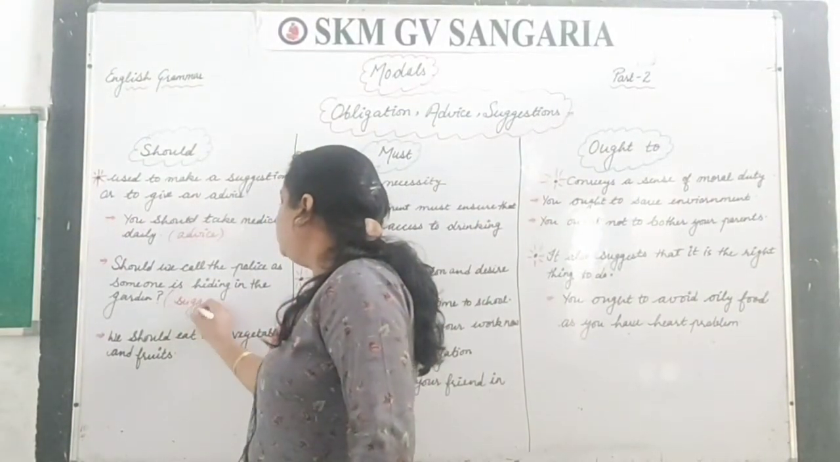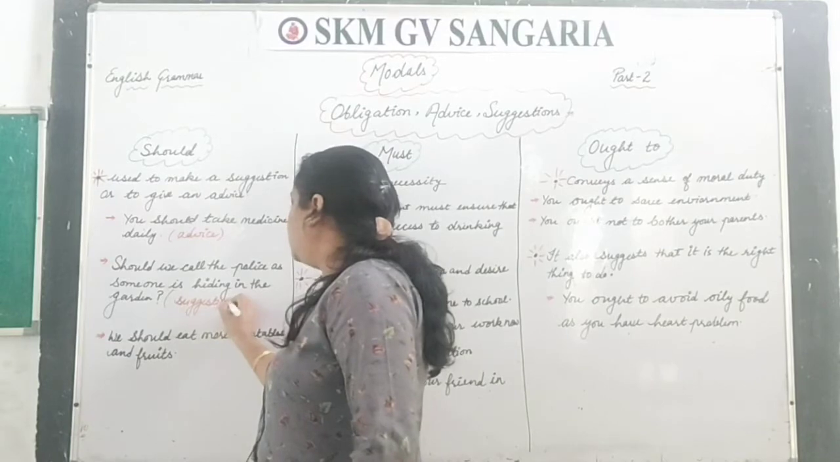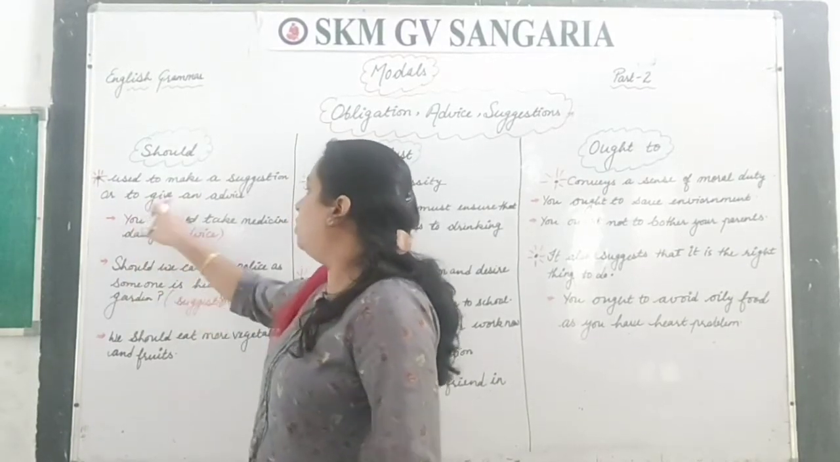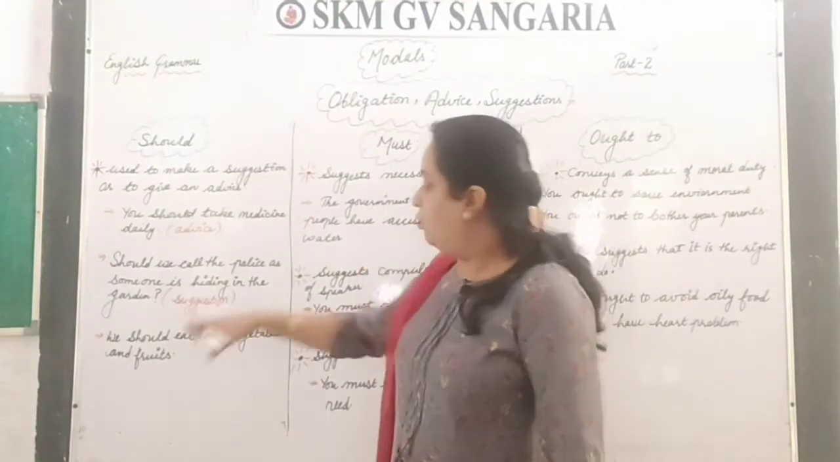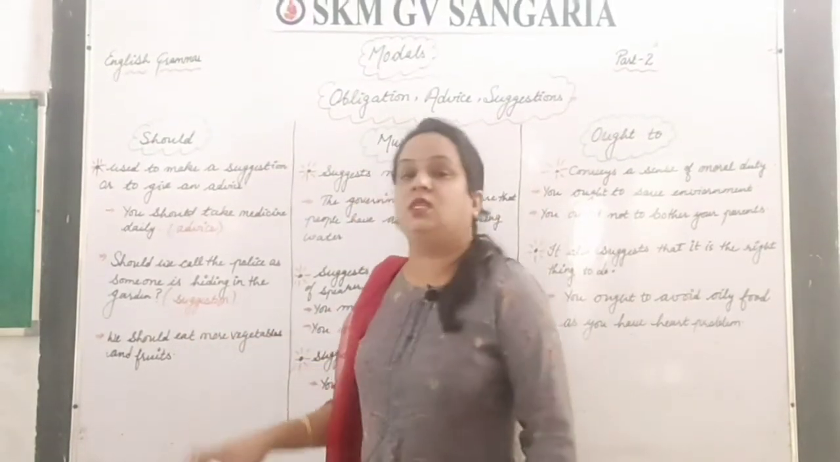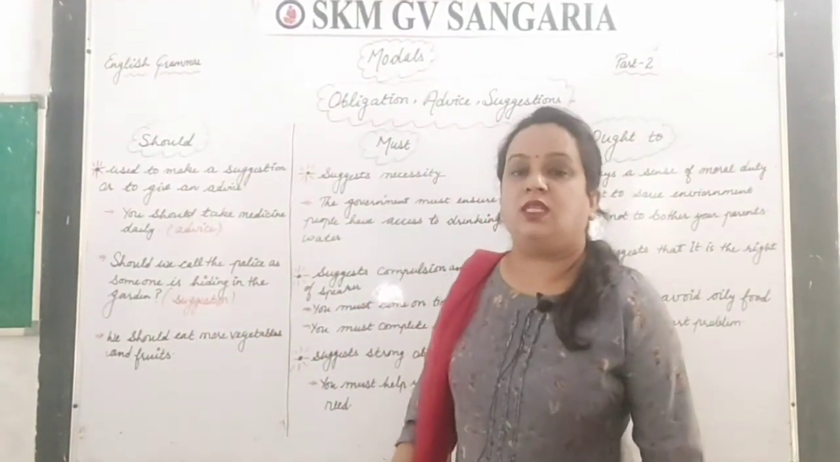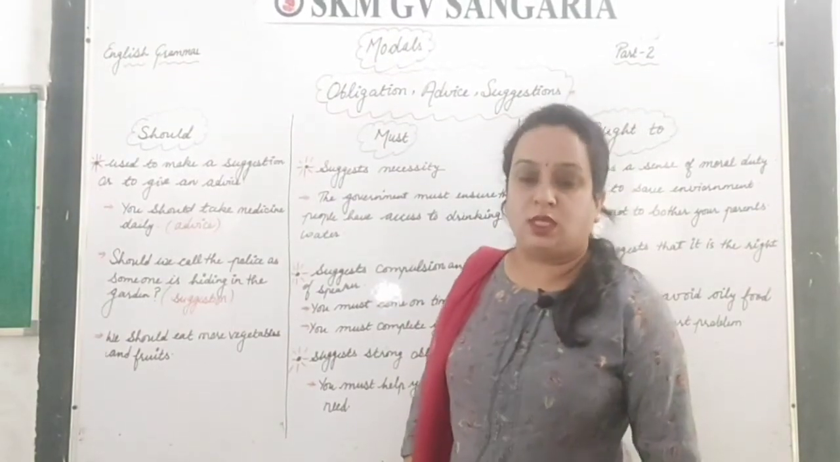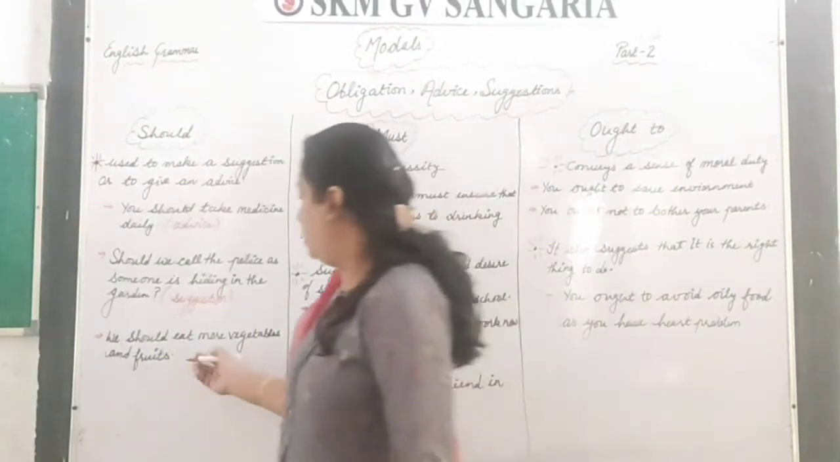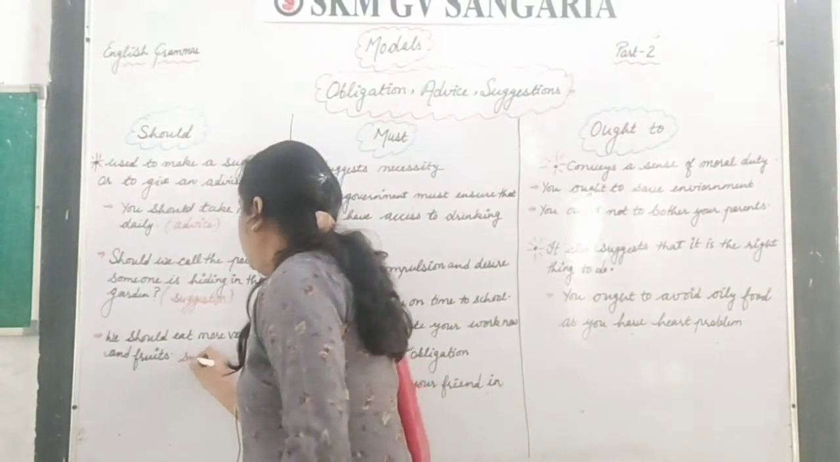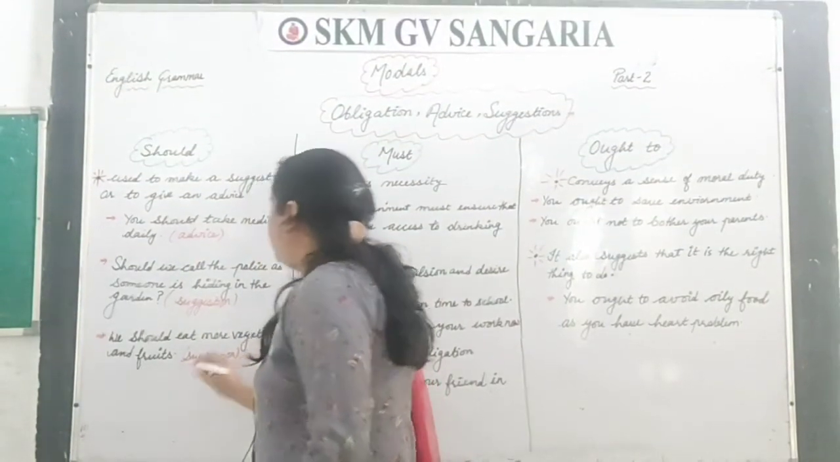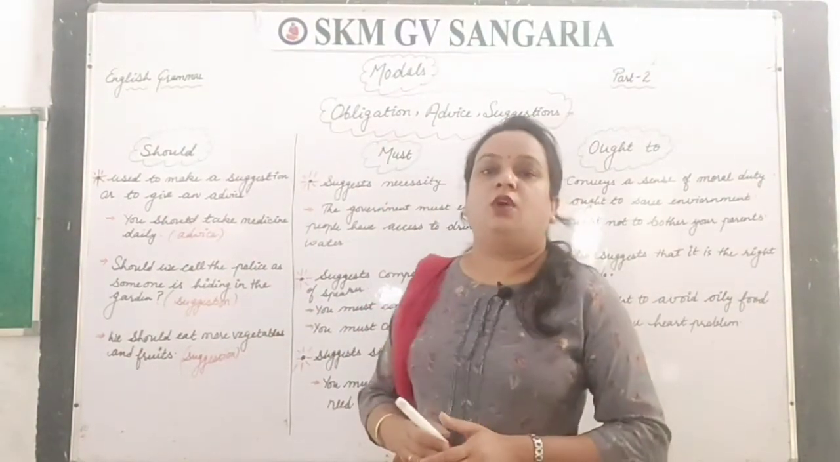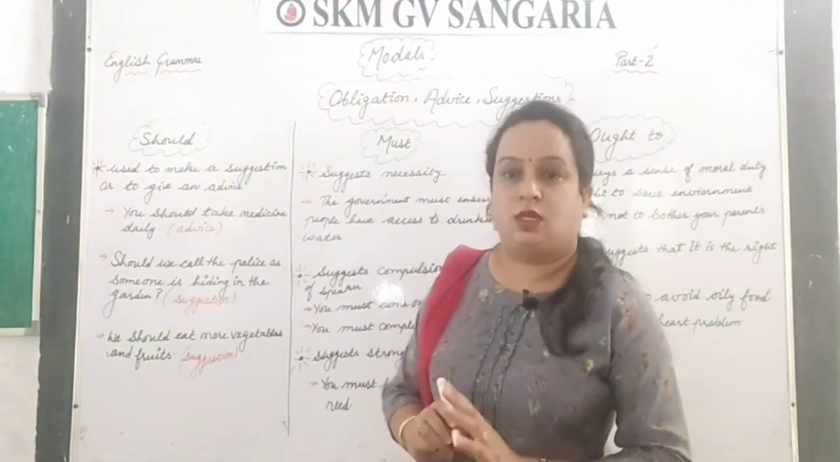So for suggestions you can use should, for advice you can use should. Next let's see, we should eat more vegetables and fruits, and this is once again we are giving the suggestions. So for suggestions and advice we can use should, clear?